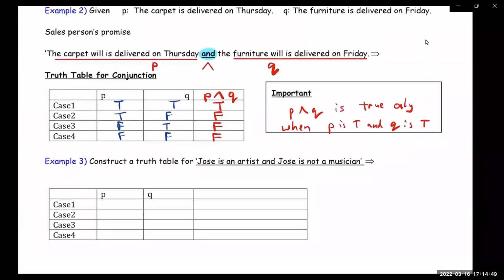All right. So let's look at this next example. It says, construct a truth table for Jose is an artist and Jose is not a musician. So we have to define P and Q. So let's say P. What do you guys think P should be? Jose is an artist. Yeah, Jose is an artist. And what do you think Q should be?